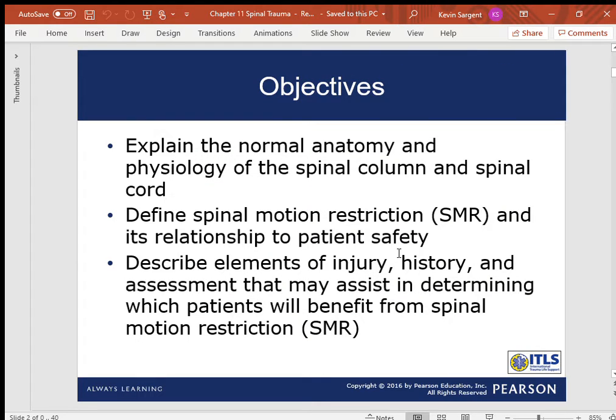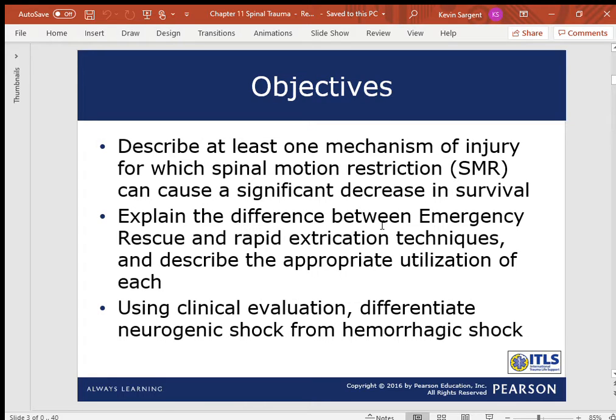Okay, so the objectives, we're going to talk about some of the normal anatomy and physiology of the spinal column and spinal cord. We're going to talk about spinal motion restriction, which used to be called spinal immobilization, and its relationship to patient safety. We're also talking about elements of injury, history, and assessment. And we'll talk about the patients that benefit from spinal motion restrictions and the ones that do not. We're describing at least one mechanism of injury where spinal motion restriction can cause a significant decrease in survival, and we're explaining the difference between emergency, rescue, and rapid extrication techniques and describe the appropriate utilization of each.